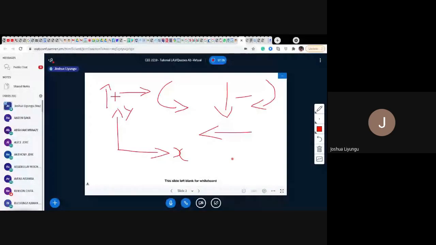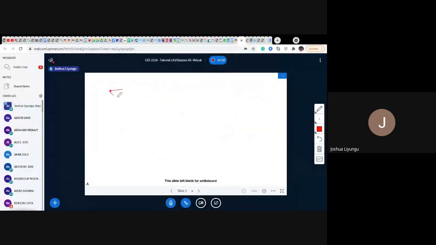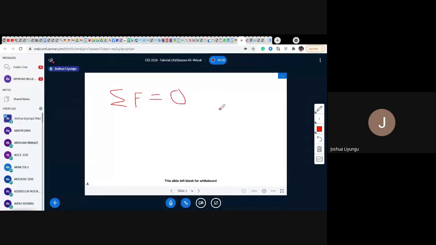Apart from that, we also mentioned our equations of equilibrium, which is the summation of forces in the y, summation of forces in the z to be equal to 0.